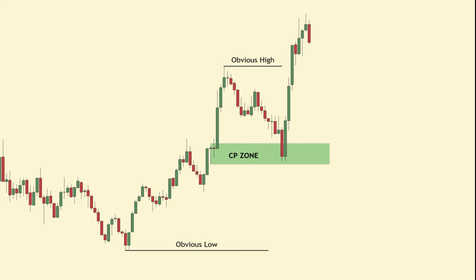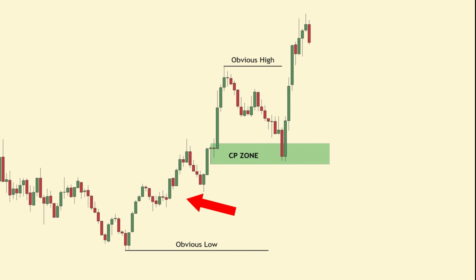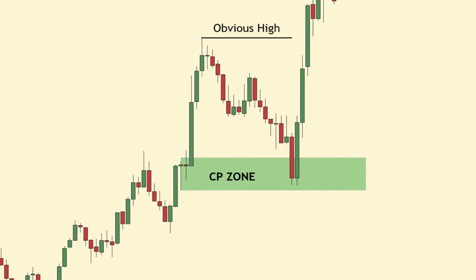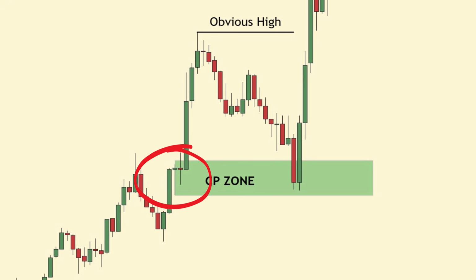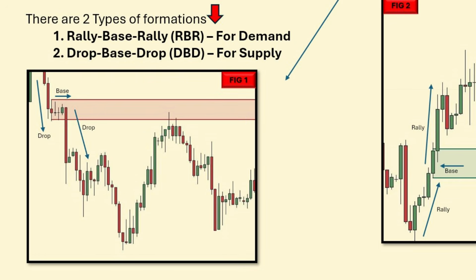This is the example from earlier, the most typical situation when looking at continuation pattern zones, where we have, again, the obvious low down below. We rallied up from that low, had a nice rally candle. We had two candle basing here, followed by that other explosive move to the upside, the next rally. You can see this was a great trade from this zone. And what do you notice? It is not a reversal pattern. It is with the trend and with the momentum. So for supply with a continuation pattern zone, we have a drop, the base, followed by the next drop.